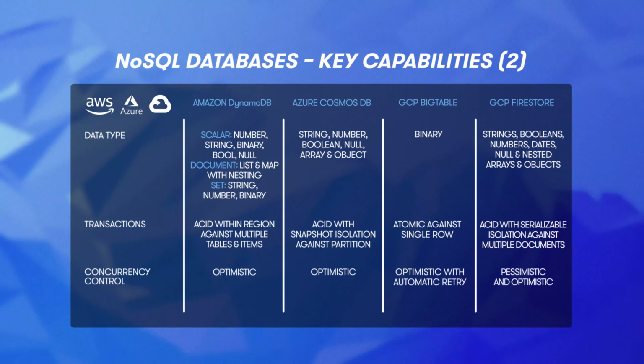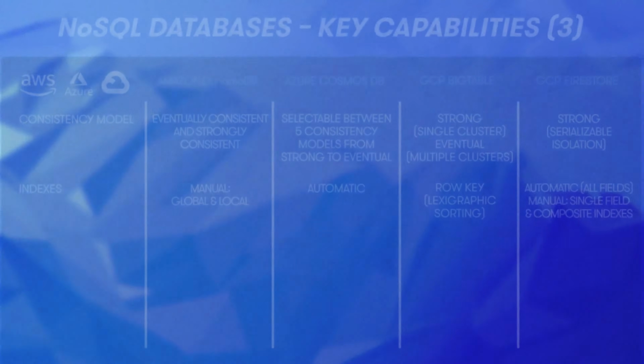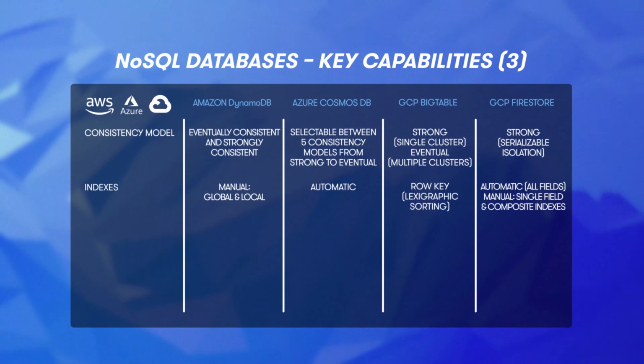And all services provide optimistic concurrency, but Firestore allows for pessimistic concurrency too. The consistency model is where there are some interesting differences. DynamoDB allows you to specify at read time if you want eventual or strong consistency. Bigtable will give strong consistency if using a single cluster, or eventual consistency if using multiple clusters.